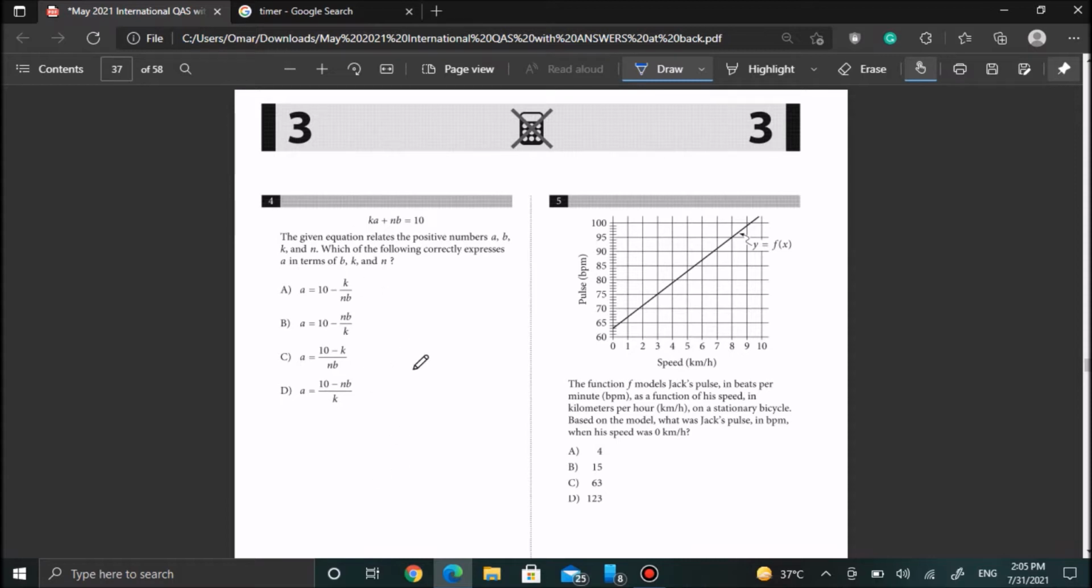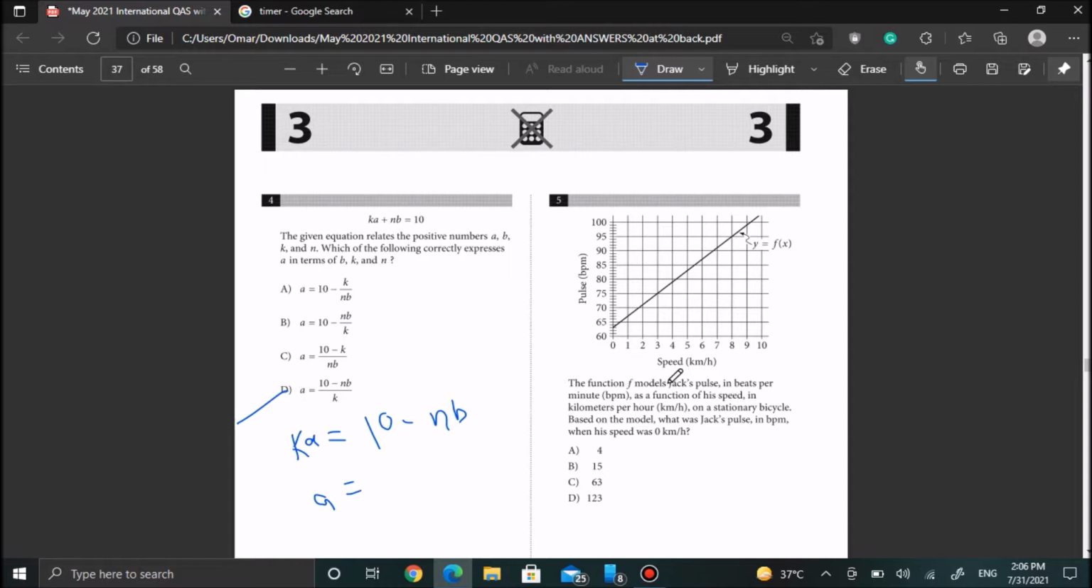Okay, so just to cut it short, he wants to solve for A. I hate to write with the mouse, it wastes a lot of time. Ka equals 10 minus NB. Now we need to divide by K. So A equals 10 minus NB over K. That's choice D, right? Again, Ka equals 10 minus NB. We're moving the NB to the other side, subtracting NB from both sides, and then dividing by K.